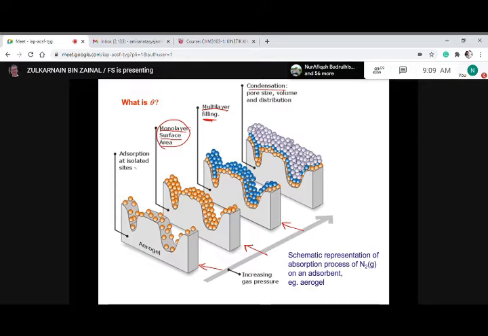And the adsorption will stop there, and then probably people will start doing what they call the desorption process. So this is the stage where it has the maximum adsorption.